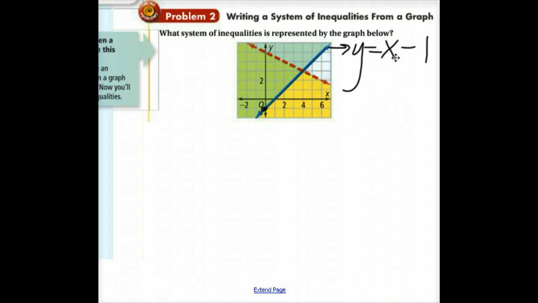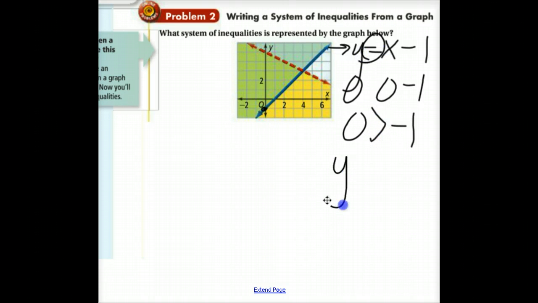All right, so if they shaded everything that's blue, that means they originally shaded everything up here. So 0, 0 must have been a solution. So if I put 0 in for both of these, I get 0 and negative 1. Well, 0, to make this true, is greater than negative 1. So I'm going to put my inequality back in. y is greater than x minus 1. Now because the blue line is solid, this is going to be a greater than or equal to inequality symbol.